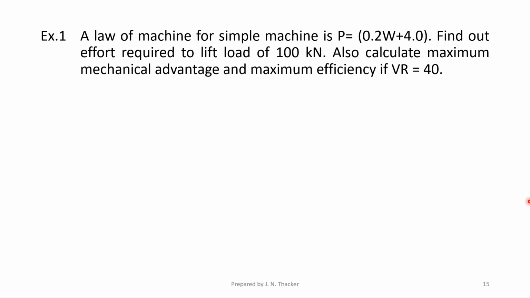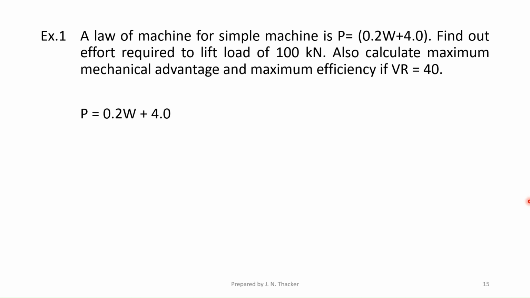What is given is the law of machine. The load to be lifted is 100 kilonewton. The velocity ratio is 40. You need to find out first the effort required to lift this 100 kilonewton, then the maximum mechanical advantage and maximum efficiency. So first we will start with this law of machine.